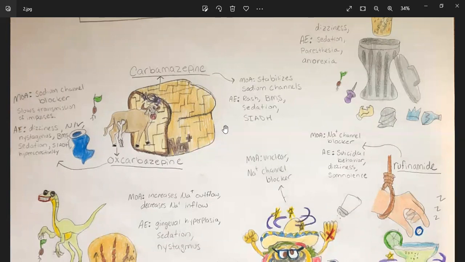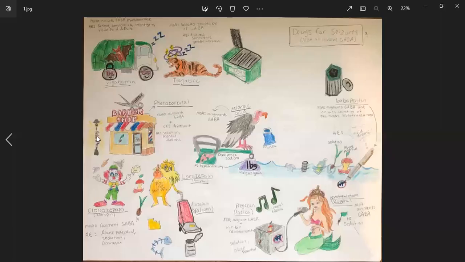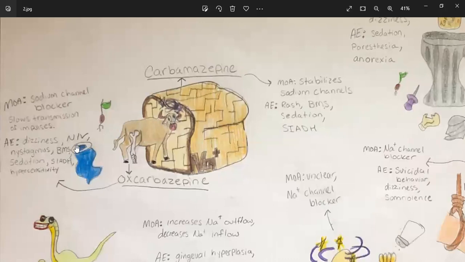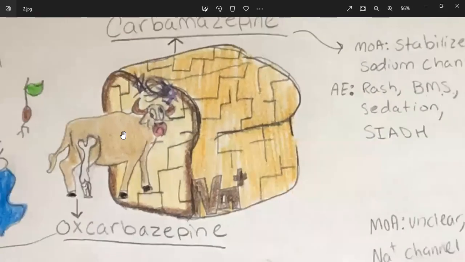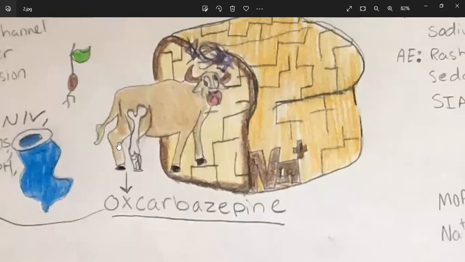And then we also have oxcarbazepine. So this ox got stuck in the carb maze. This is a sodium channel blocker. Because he got stuck in the maze, he's now blocking these channels. So he's a sodium channel blocker, which slows the transmission of impulses. Adverse effects are dizziness, so he looks pretty dizzy there. Nausea, vomiting, so we have a little vomit bag here. Nystagmus, his eyes look pretty wonky. They're nystagmic. Bone marrow suppression, so we have his bone sticking out here.